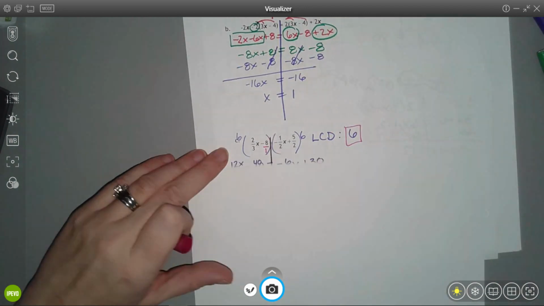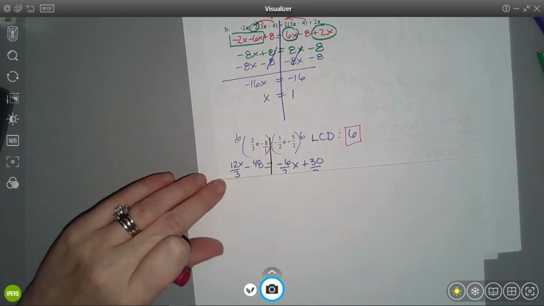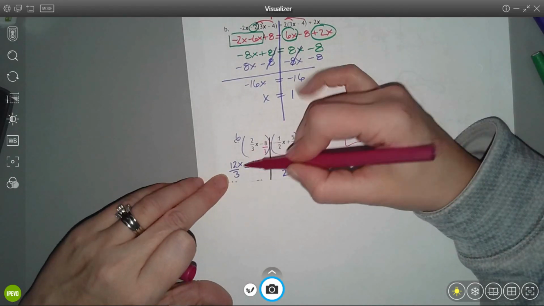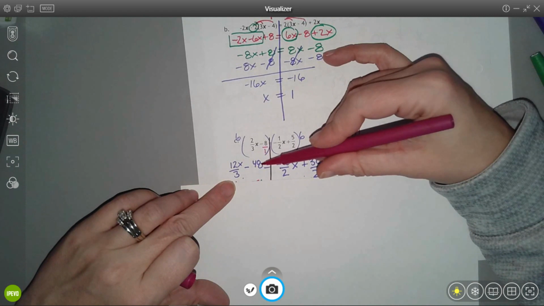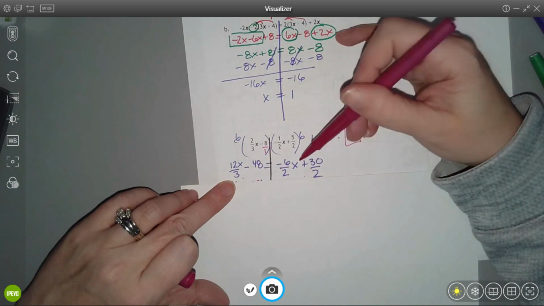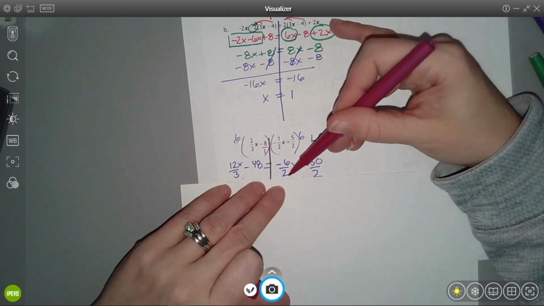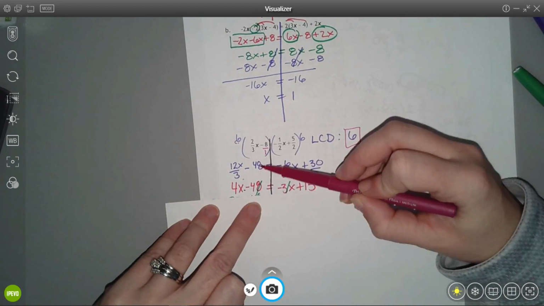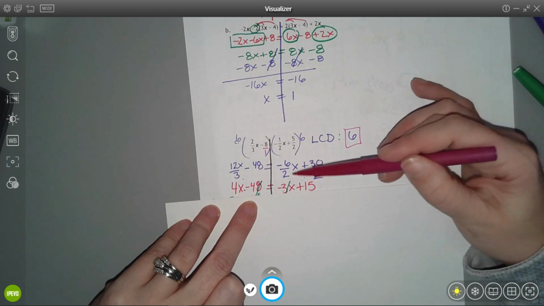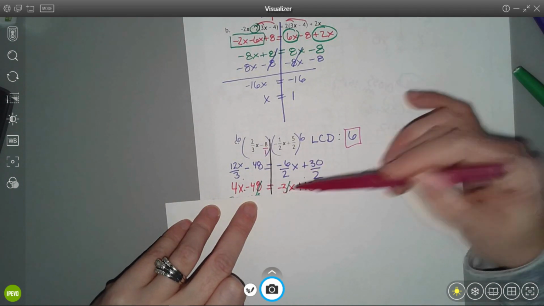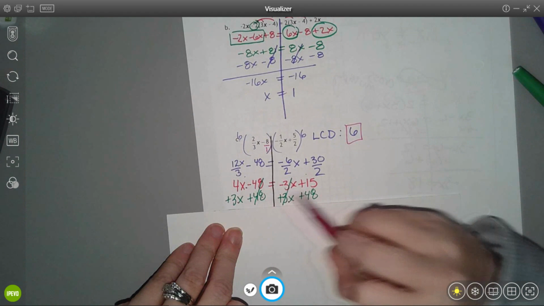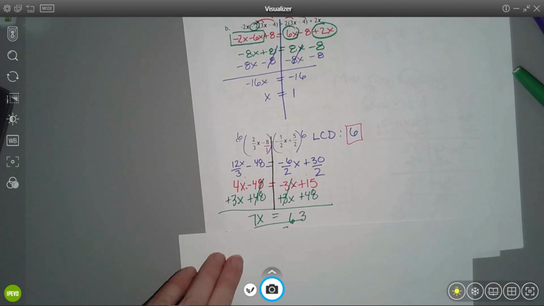Again, I'm just multiplying the top numbers. I have 12x over 3 minus 48, negative 6 over 2x plus 30 over 2. I'm going to simplify those fractions down, guys. 12 over 3 becomes the 4. 48 stays 48. Negative 6 over 2 becomes negative 3, and 30 over 2 becomes 15. Letters to the left and numbers to the right. Plus 3x plus 48. That leaves me with 7x equals 63 and x equals 9.